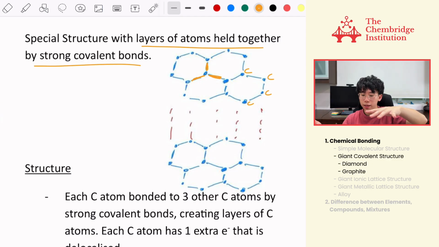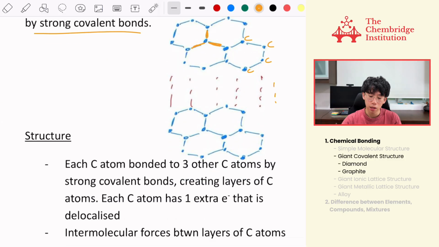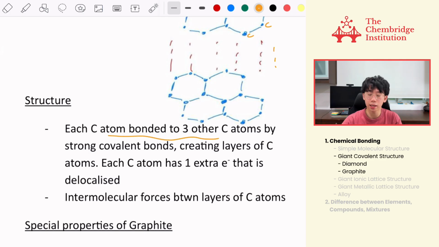And then you see these dotted lines over here. Actually, between these layers there's a force holding them together. These are called the intermolecular forces of attraction. So to explain this structure, you have to be very specific in saying that each atom is bonded to 3 other carbon atoms by strong covalent bonds, and this creates layers of carbon atoms.